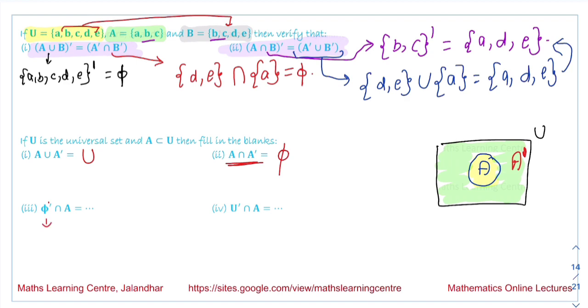Next we are saying phi complement intersection A. What is phi complement? It is the universal set intersection with A. We are saying the universal set is there, and what is common with A? The answer we will obtain is equal to A.